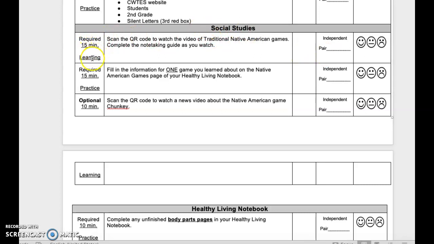Social studies. Required 15-minute learning. Scan the QR code to watch the video of traditional Native American games. Complete the note-taking guide as you watch. This is independent or pair. Reflect when done.